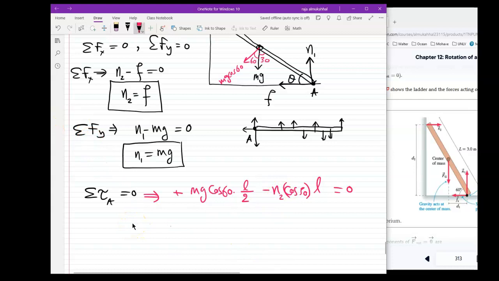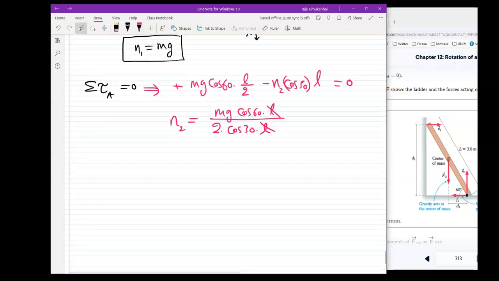And that will give me N2 equals mg cosine 60 times L over 2 times cosine 30 times L. If you do the algebra, this is what you'll get. The L's cancel out, and when you work it out, you'll end up with N2 equals mg over 2 square root of 3. I'm going to box it. How did I get that? Well, cosine 60 is half, and cosine 30 is square root of 3 over 2. Work it out, you'll end up getting that.